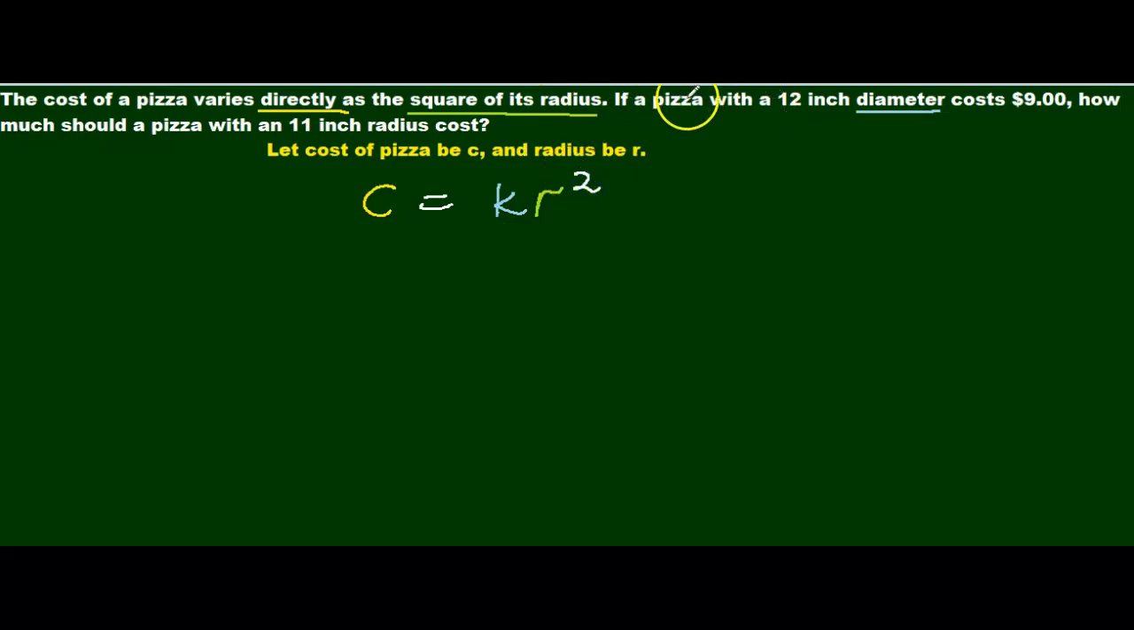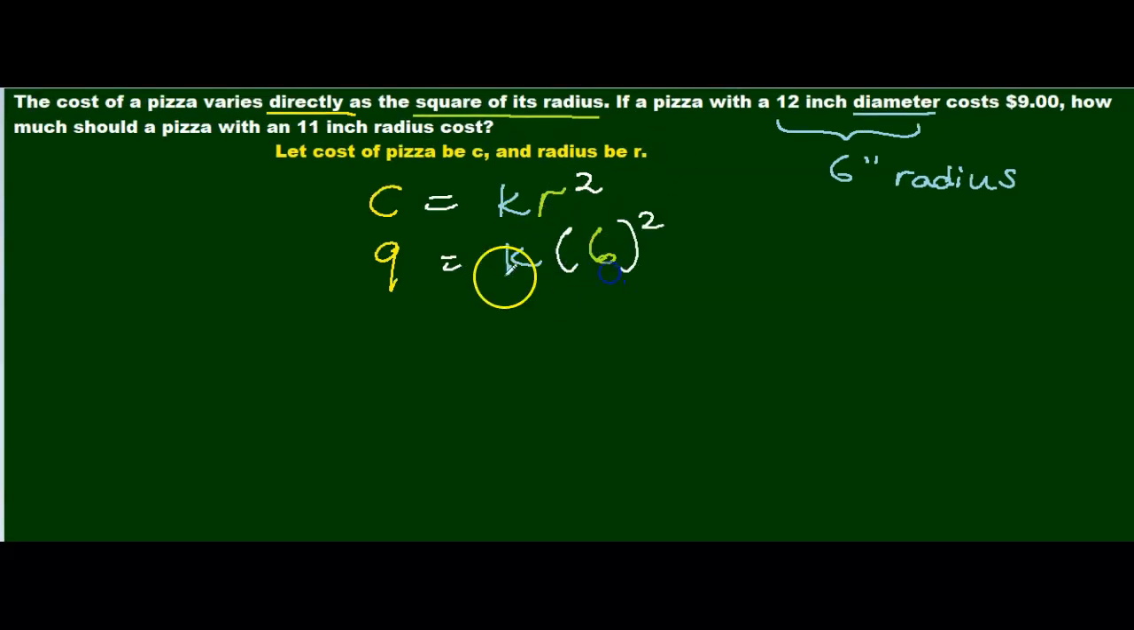Now we're also given information for a 12-inch diameter, but we're working in radius, so we're going to halve that to say it's a 6-inch radius. So now we can say that your cost is 9 and your R is not 12, your R is 6. Now 6 squared is 36, so we're going to divide both sides by 36. And we get K equals 9 over 36, which equals 1 over 4.